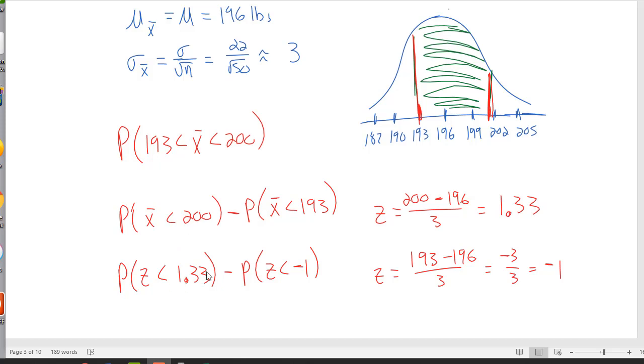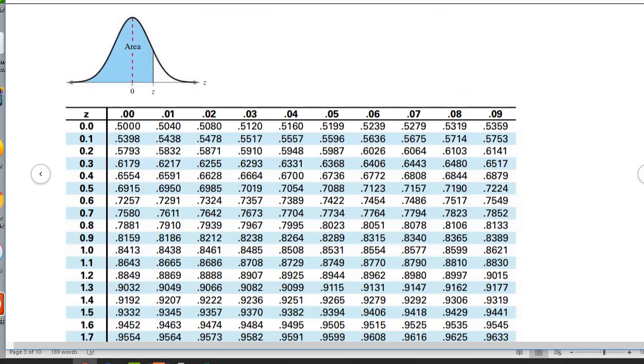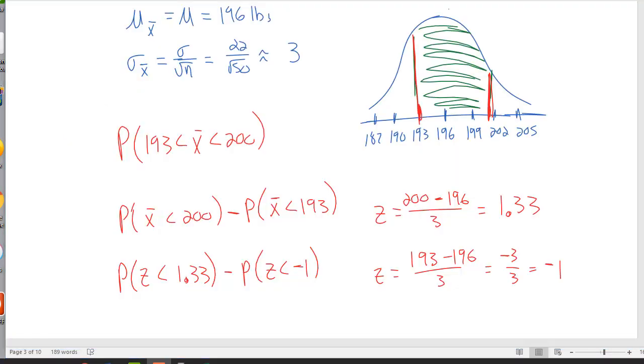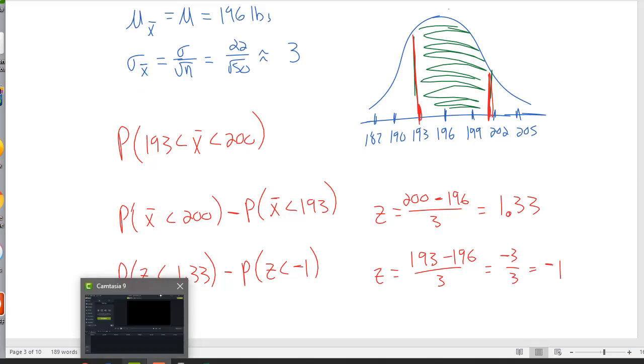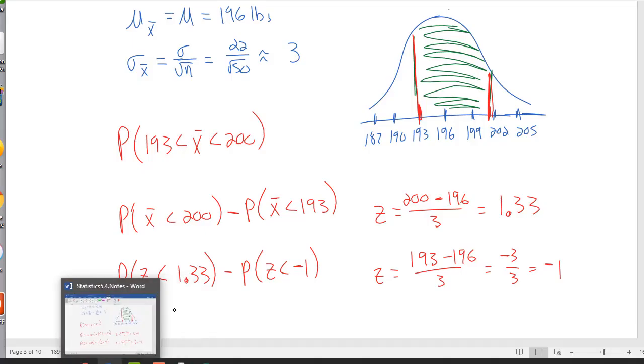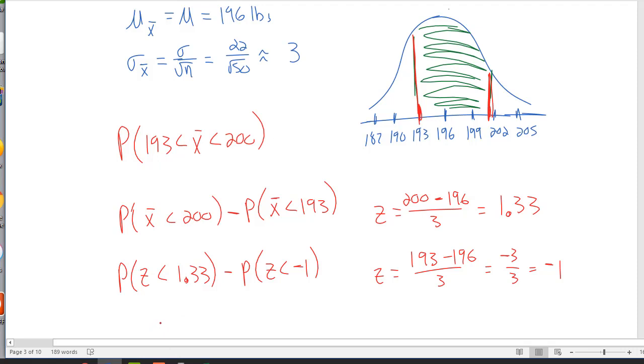Now I need to look up 1.33 in my standard normal table, so bringing that up, here's 1.3 and my second decimal place of 3. So for 1.33, I get 0.9082. And then I'm going to look up a z of negative 1.